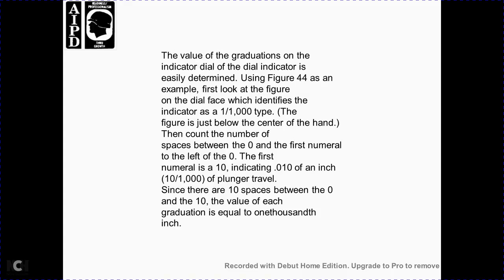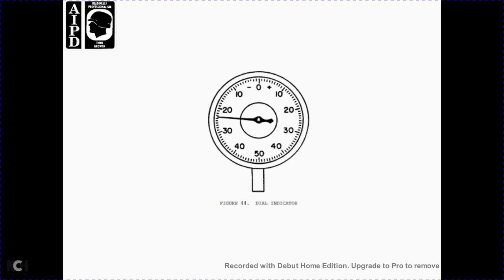To read the graduations of the indicator dial, you can easily determine the use of the dial indicator from figure 44. As an example, first look at the figure on the dial face that identifies the indicator as one thousandth of an inch, shown below the center of the hand. Count the number of spaces between 0 and the first numeral to the left of the 0. The first numeral is 10, indicating ten thousandths of an inch, so the plunger travels over ten spaces between 0 and 10, with each graduation equal to one thousandth of an inch, on the dial indicator.